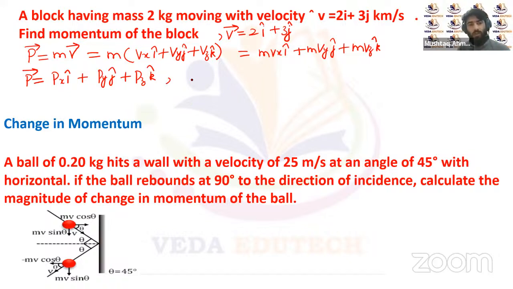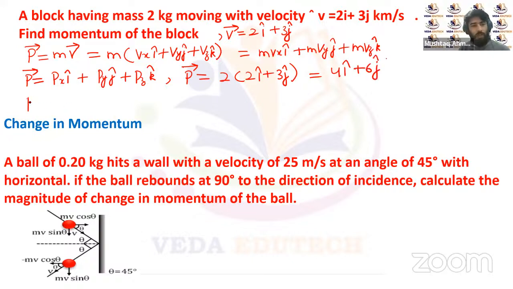So here we have to calculate the momentum. Momentum p will be equal to mass, which is 2 kg, multiplied by the velocity, that's 2 i cap plus 3 j cap, right? That will be equal to 4 i cap plus 6 j cap. So this will be the final momentum, right?